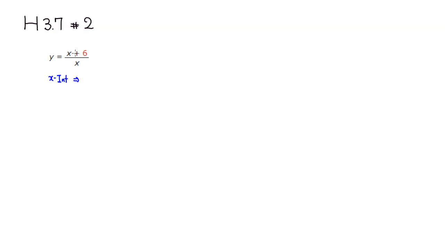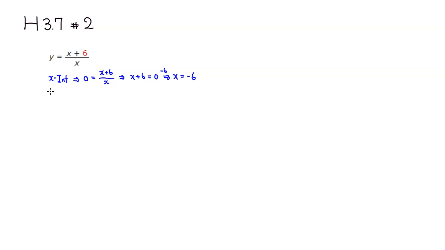I'm going to go ahead and do that. 0 is equal to (x plus 6) over x. We just need to make sure that the numerator is equal to 0. So we know that x plus 6 must be equal to 0. Then we can just subtract 6 from both sides, so you have x is equal to negative 6.